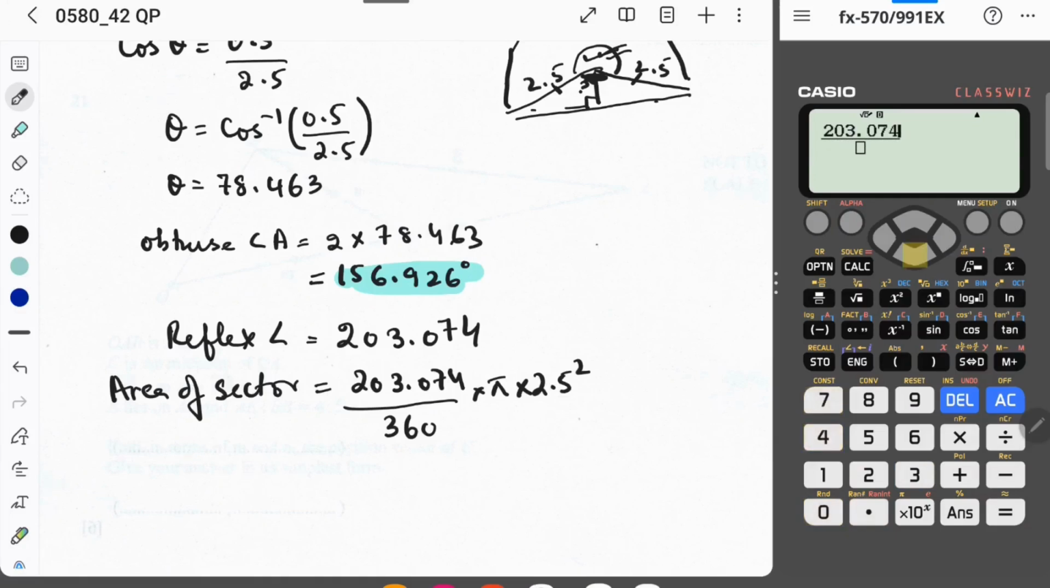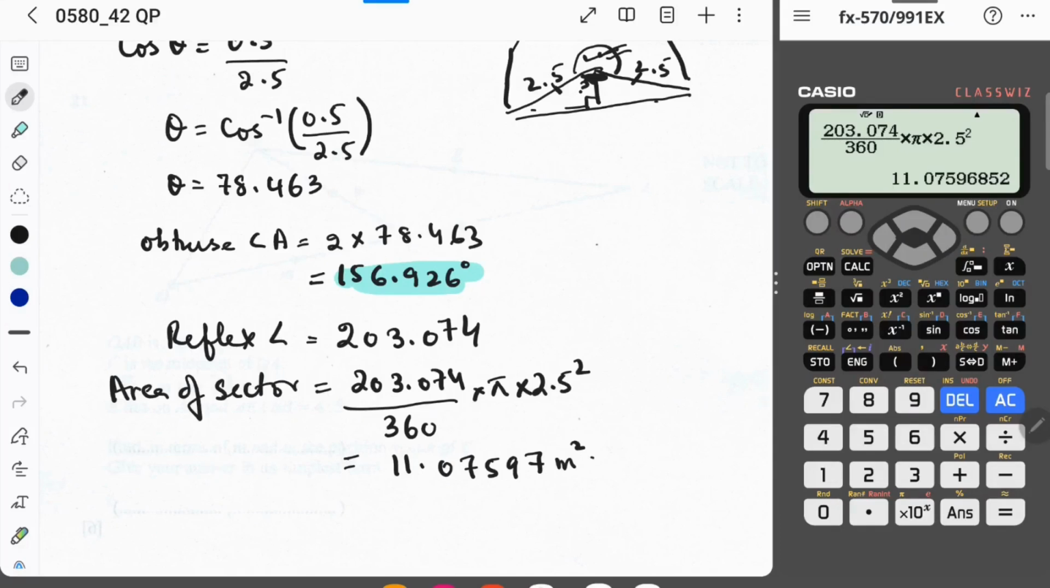203.074 divided by 360 degrees into pi and then multiply by 2.5 square. That is 11.07596. And why am I taking so many decimal places? Because of the accuracy. So that is 11.07597 square meters. Okay, that is the area of this one.